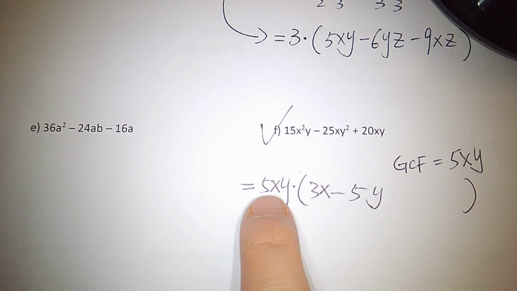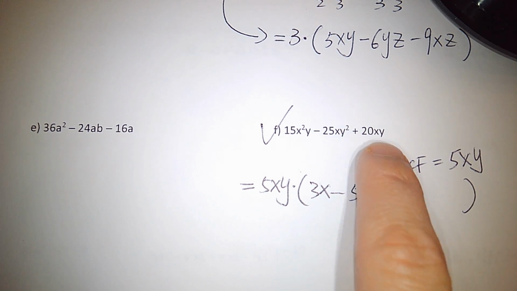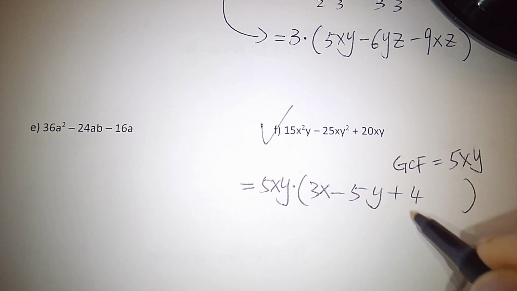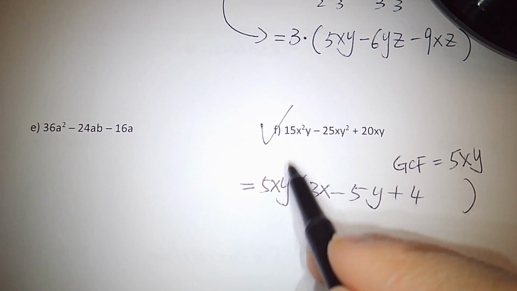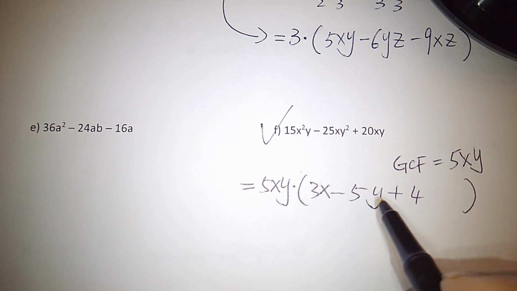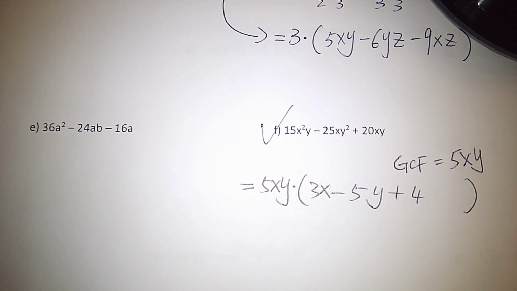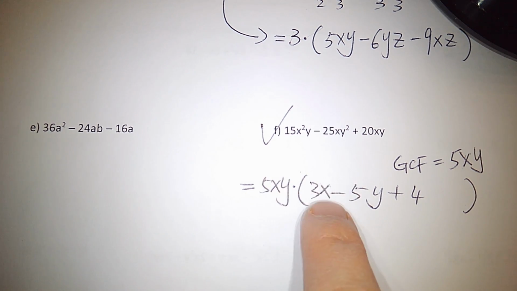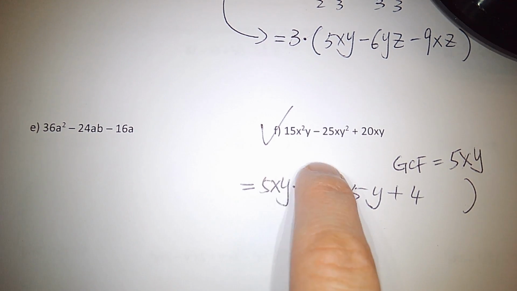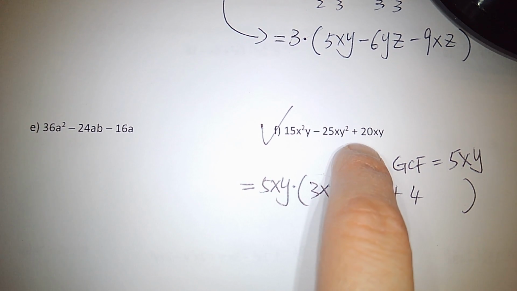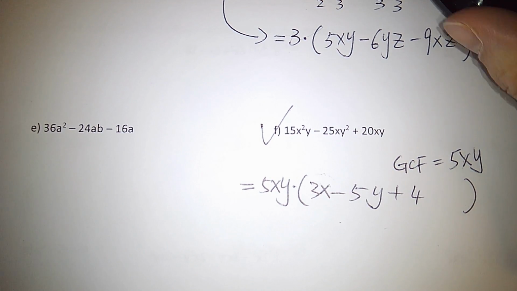Plus 4. And then 5xy times what equals 20xy? Plus 4. Or if you don't know how to do it, just divide each term by the 5xy, and we will get these 3 terms inside of the parentheses. That makes sense, right? Because reversely, if we distribute the GCF to each term, we'll get the original terms. Okay, so this is factoring out the GCF.